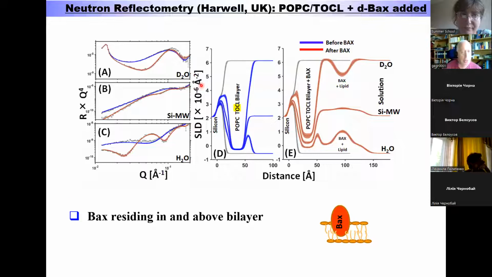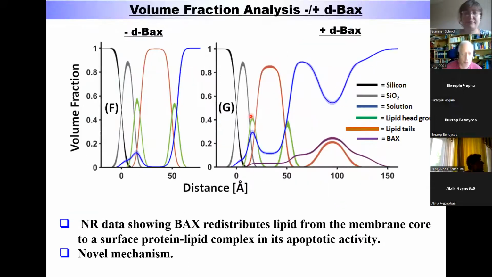Here are the neutron data again. Now you see it's quite different for Bax. This is without Bax, and you see here Bax, how something is turning up here. And I have it better on the next slide, the volume fraction. You see here now the bilayer, like before, the fatty acid chain, no Bax, it's deuterated Bax.